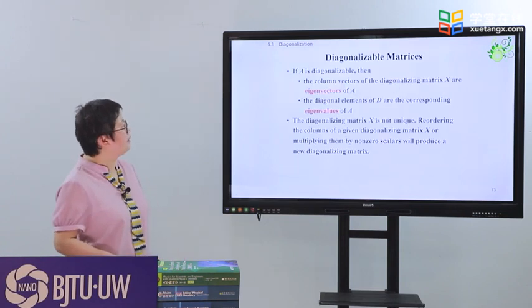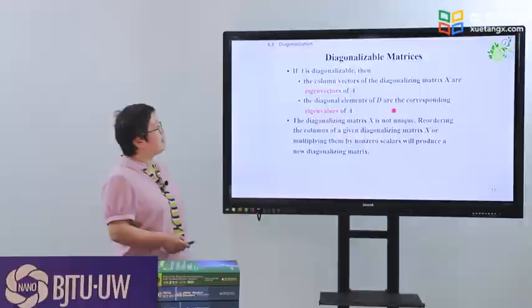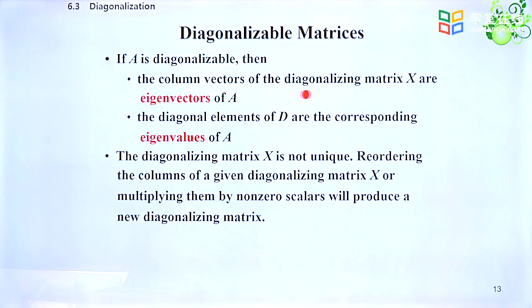Okay. Now, if A is diagonalizable, then the column vectors of the diagonalizing matrix X are eigenvectors of A. The diagonal elements of D are the corresponding eigenvalues of A. The diagonalizing matrix X is not unique. Reordering the columns of a given diagonalizing matrix X, or multiplying them by non-zero scalars, will produce a new diagonalizing matrix.